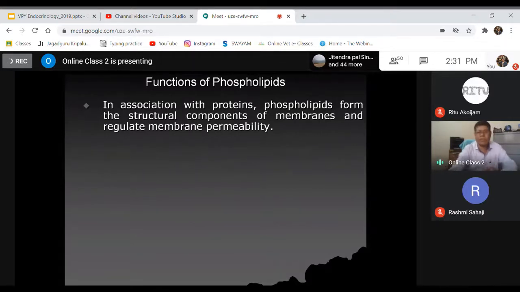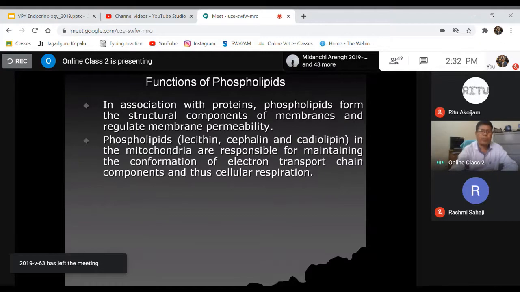What is the function of the phospholipids? The first and most important function of the phospholipid is that they are components of the biological membranes. In association with the proteins, phospholipids form the structural component of the membranes and regulate membrane permeability. How the membrane will be permeable is all regulated by the phospholipids. So the major component of the biological membrane is the phospholipids.